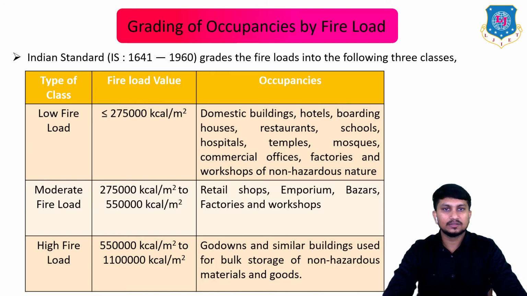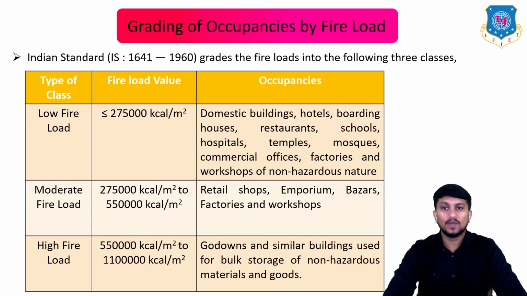The occupancies of this type of fire load are domestic buildings, hotels, boarding houses, restaurants, schools, hospitals, temples, mosques, commercial offices, factories, and workshops of non-hazardous nature. Okay, these are the occupancies of low fire load, having the fire load value less than or equal to 2,75,000 kilocalorie per meter square. The second class is moderate fire load, having fire load value between 2,75,000 kilocalorie per meter square to 5,50,000 kilocalorie per meter square.